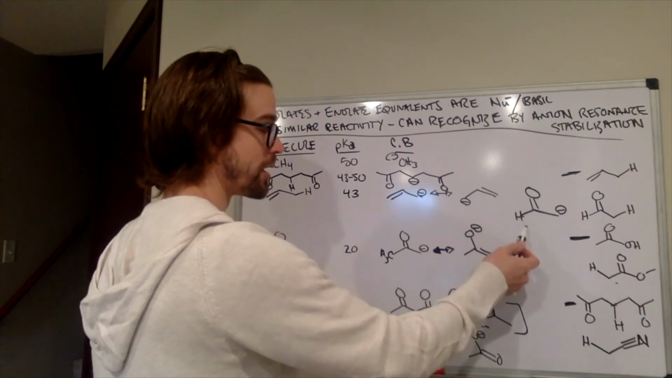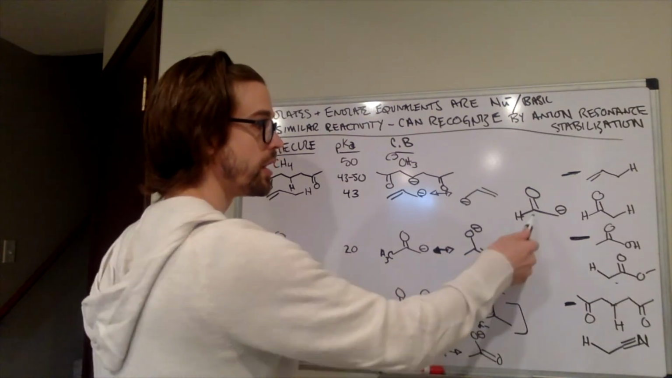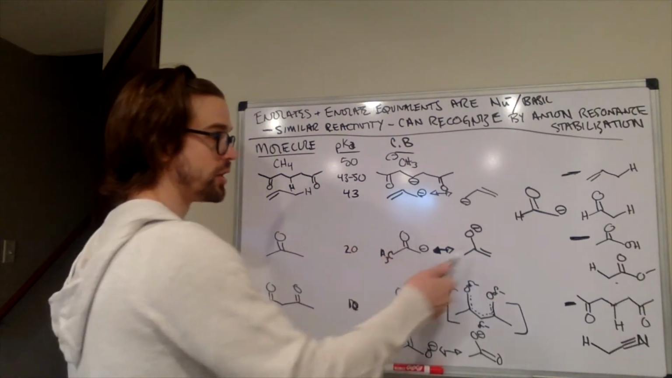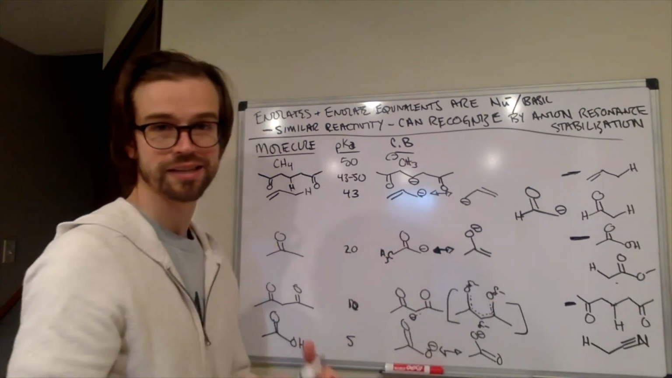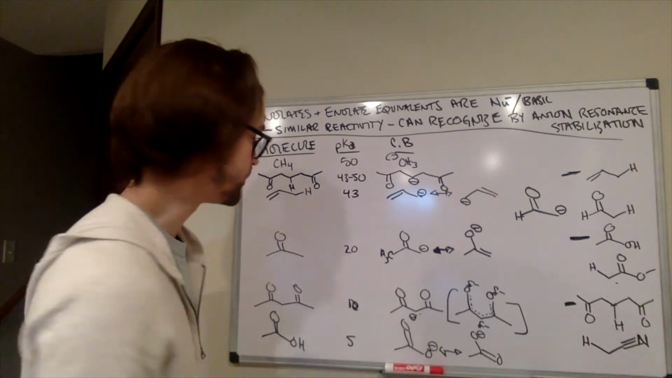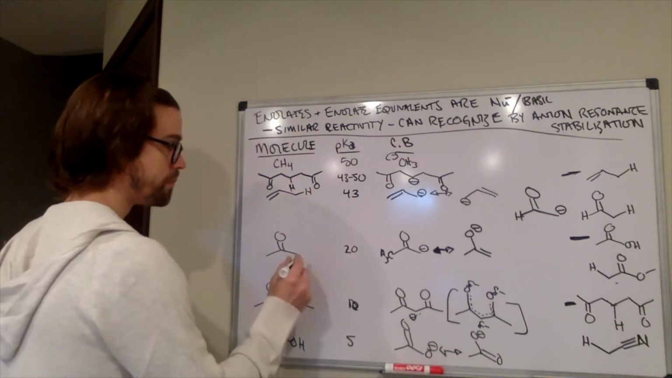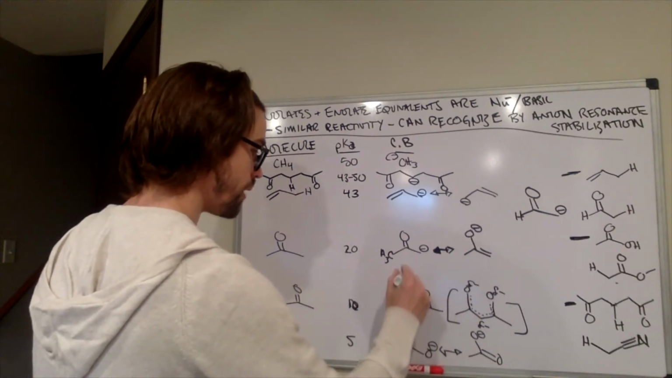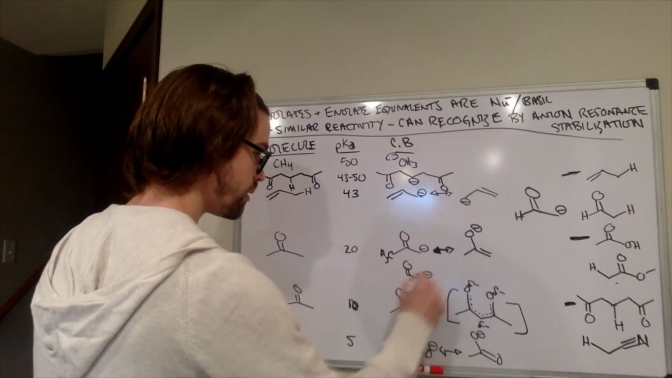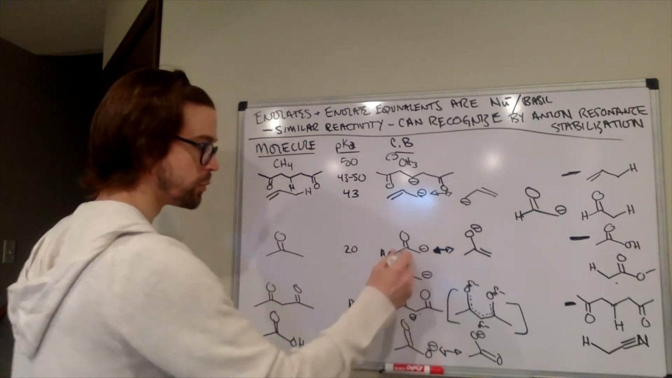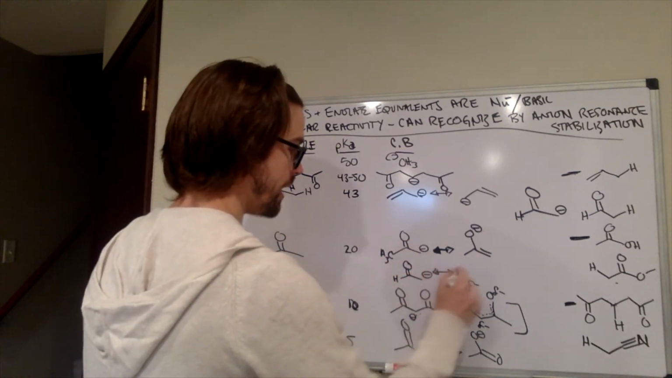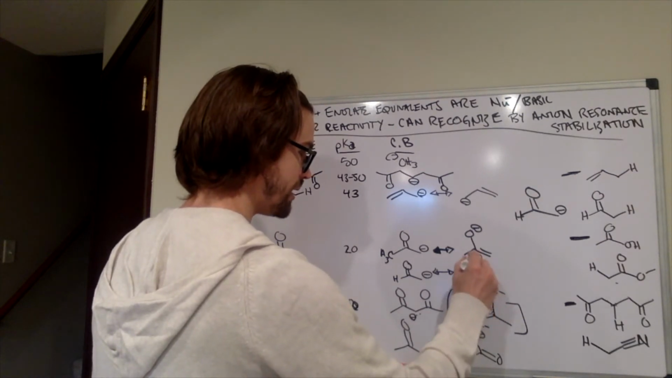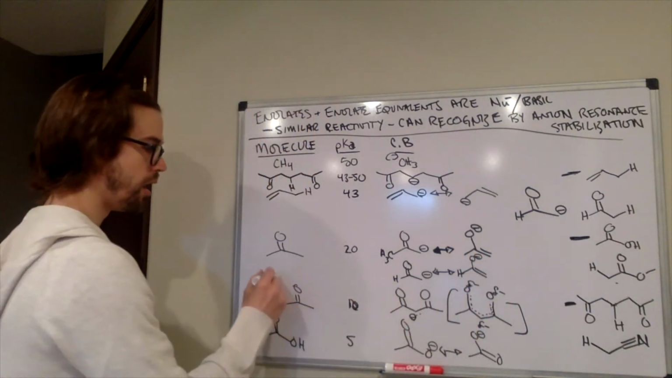This does not hyperconjugate. It doesn't electron withdraw either, but compared to this one that does donate electron density to the negative charge, this is going to be more stable because it doesn't have anything donating electron density to that. So this is going to be more stable than that. We'll draw it right here. This is more stable than that, and it has the same two resonance structures as that enolate.